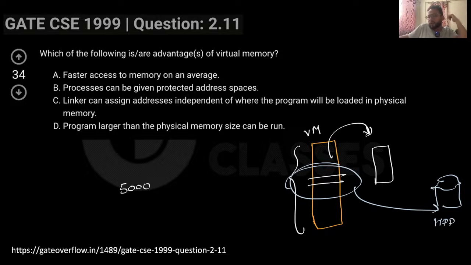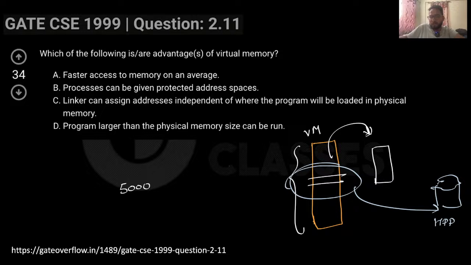In case of a page fault, which we will talk about tomorrow, you might need to bring some pages into the main memory. Or in general, if you're using paging, there are multiple accesses that you need to do for the virtual memory. I don't think that it is a faster access in any case, right? Next option: processes can be given protected address spaces.